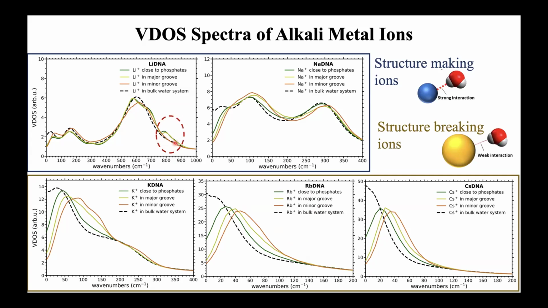However, in the case of the spectra of lithium ions located near the phosphate groups and also in the major groove, we observe a band at around 820 inverse centimeters, and you can see that this band is absent in the case of the bulk solution. So this band can correspond to the vibrations that involve the lithium ions and phosphate groups of DNA, which are known as ion-phosphate vibrations.